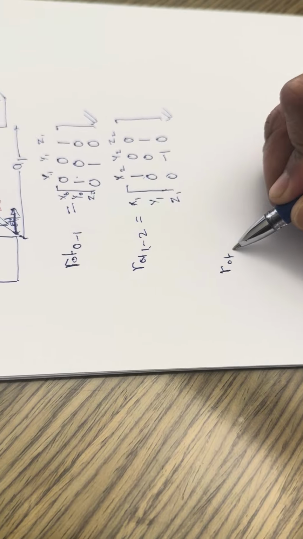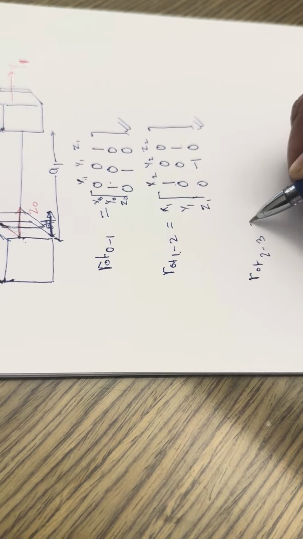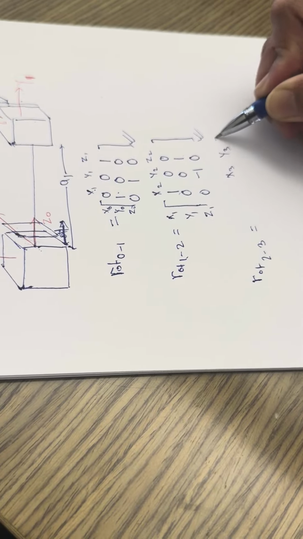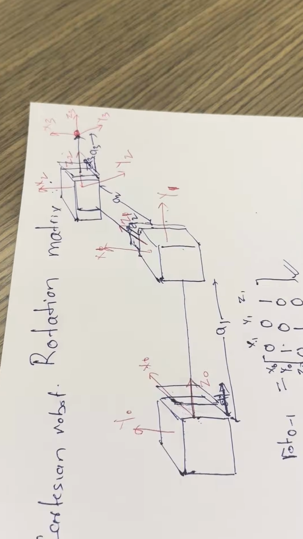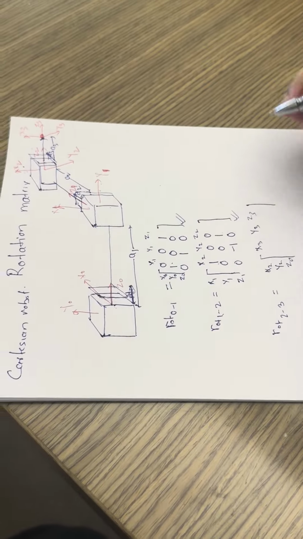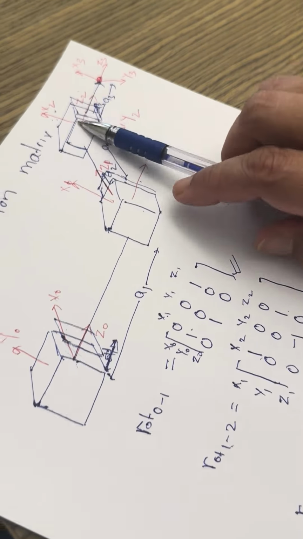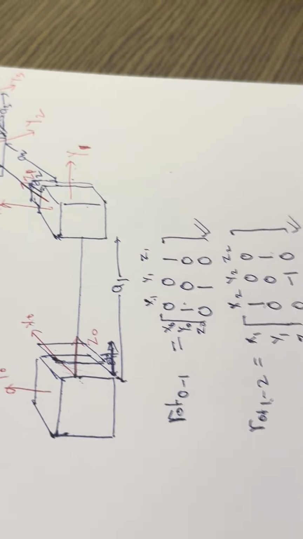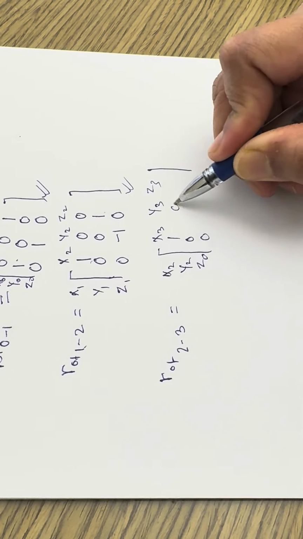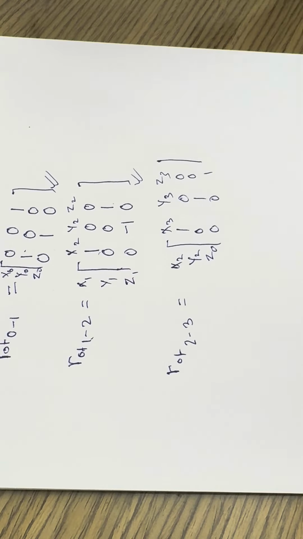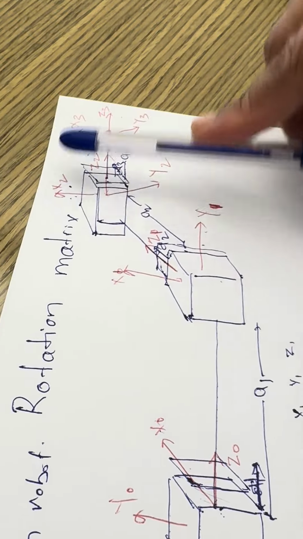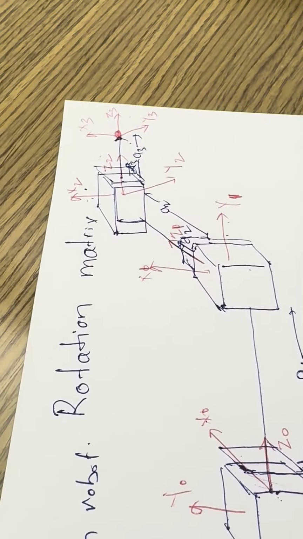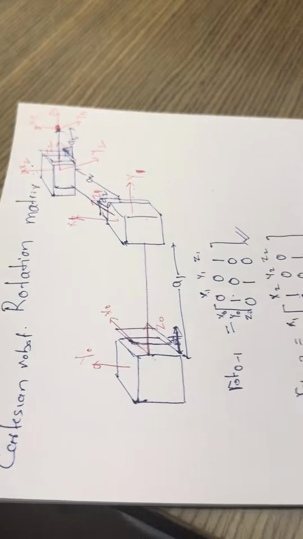Now 2 to 3. So this is X3, Y3, Z3 and X2, Y2, Z2. And now can you tell me what will be the matrix? Because both are in the same direction, it will be the identity matrix. You can check that X3 and X2 are in the same direction, Z2 and Z3 the same direction, Y2 and Y3 the same direction, so they are identical, so it would be the identity matrix.